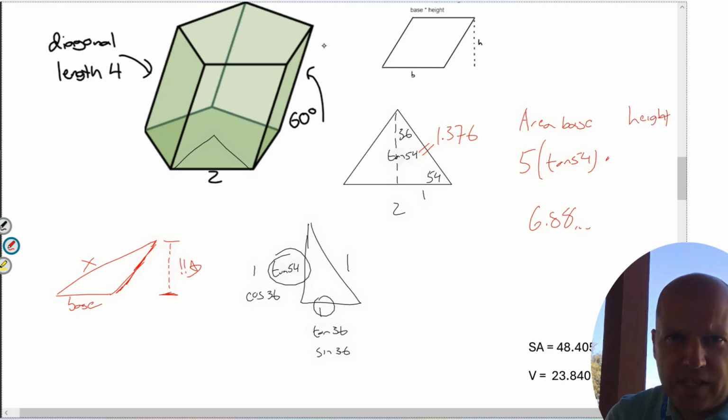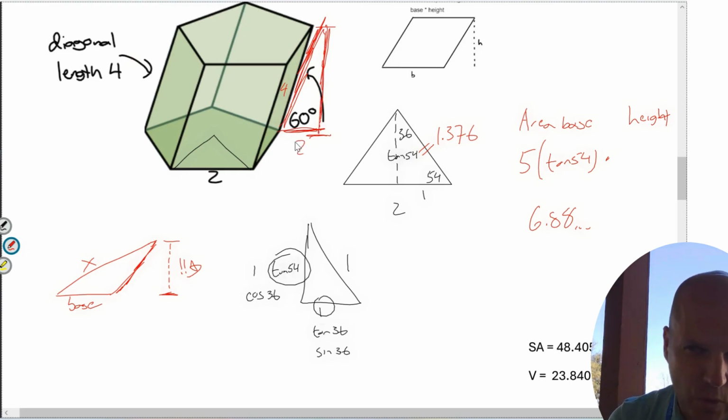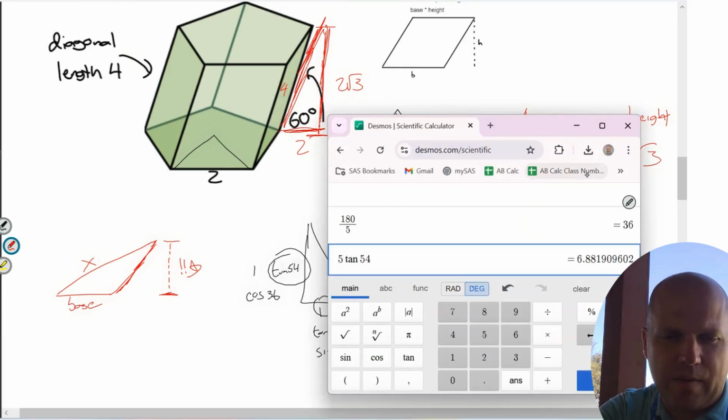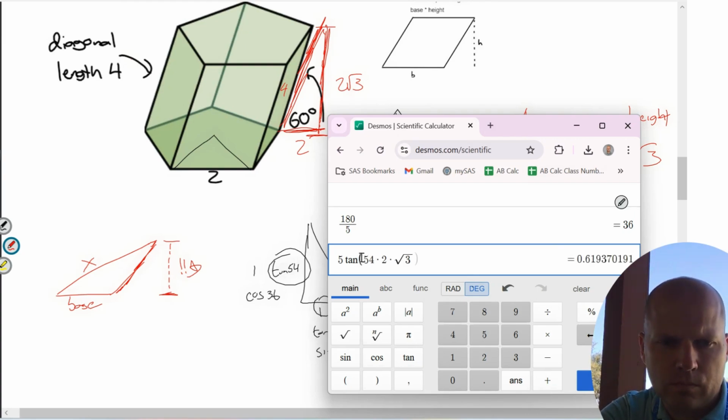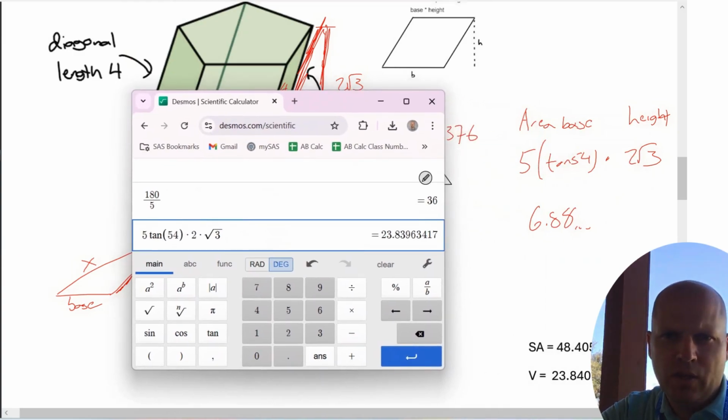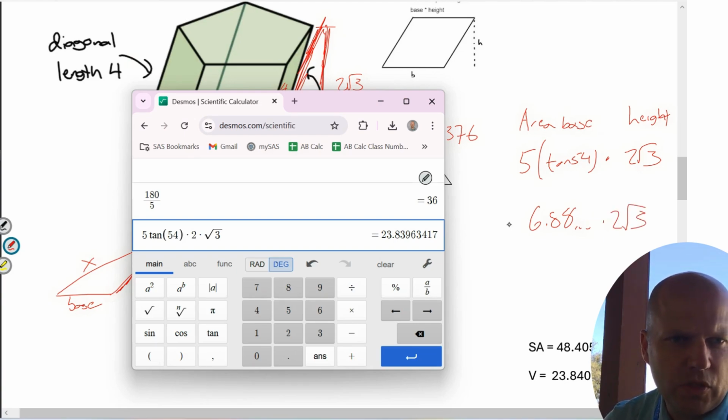Here's the problem. This is the height. How do I find this height? Well, I'm told that this diagonal length is 4. Oh, okay. I have a 30, 60, 90 triangle here that we need to take advantage of, which means this is 4, this is 2, this is 2 root 3. So the height is 2 root 3. So I'm going to take this 6.88 and multiply it by 2 square root 3. And I get this 23.8396, which is this value.